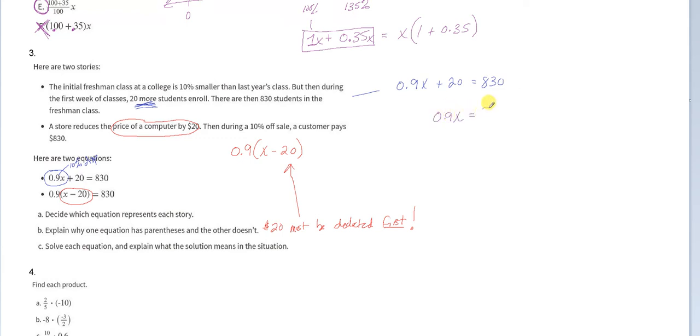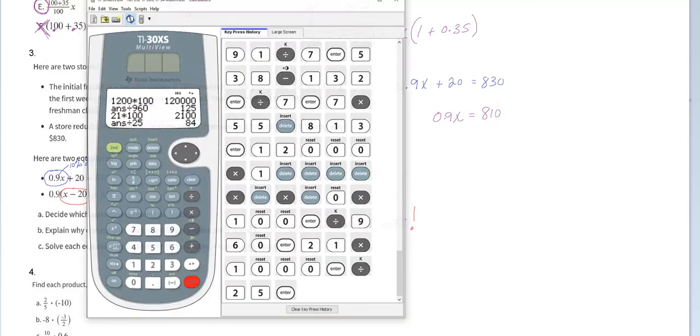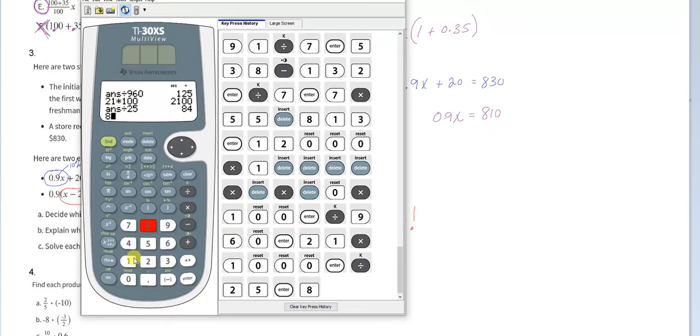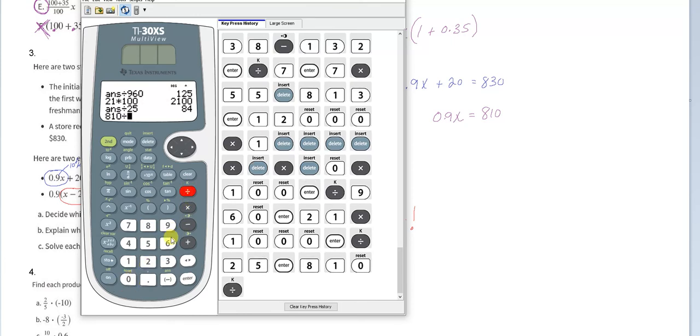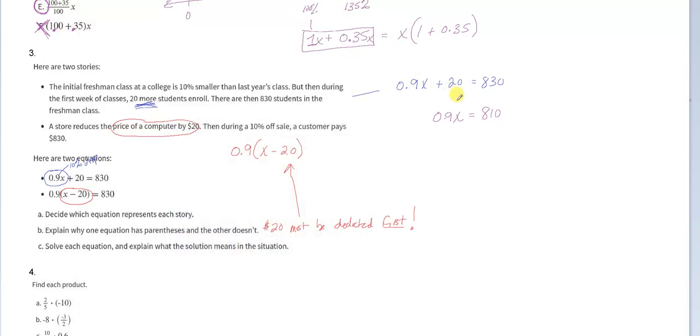0.9x is going to be equal to 810 because you take 20 away from both sides, and then you do 810 divided by 0.9. In this particular case, x is 900. So last year we had 900 students enroll last year.